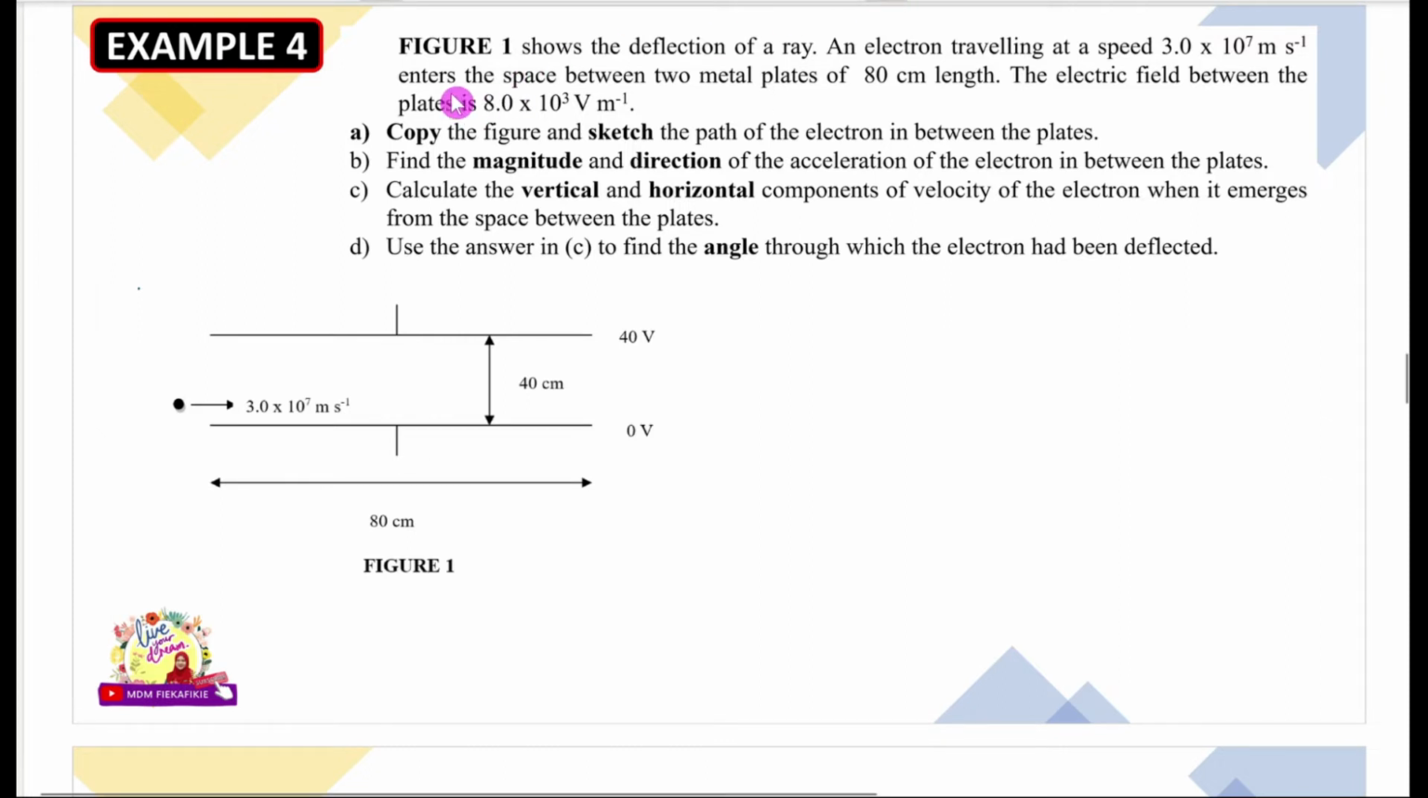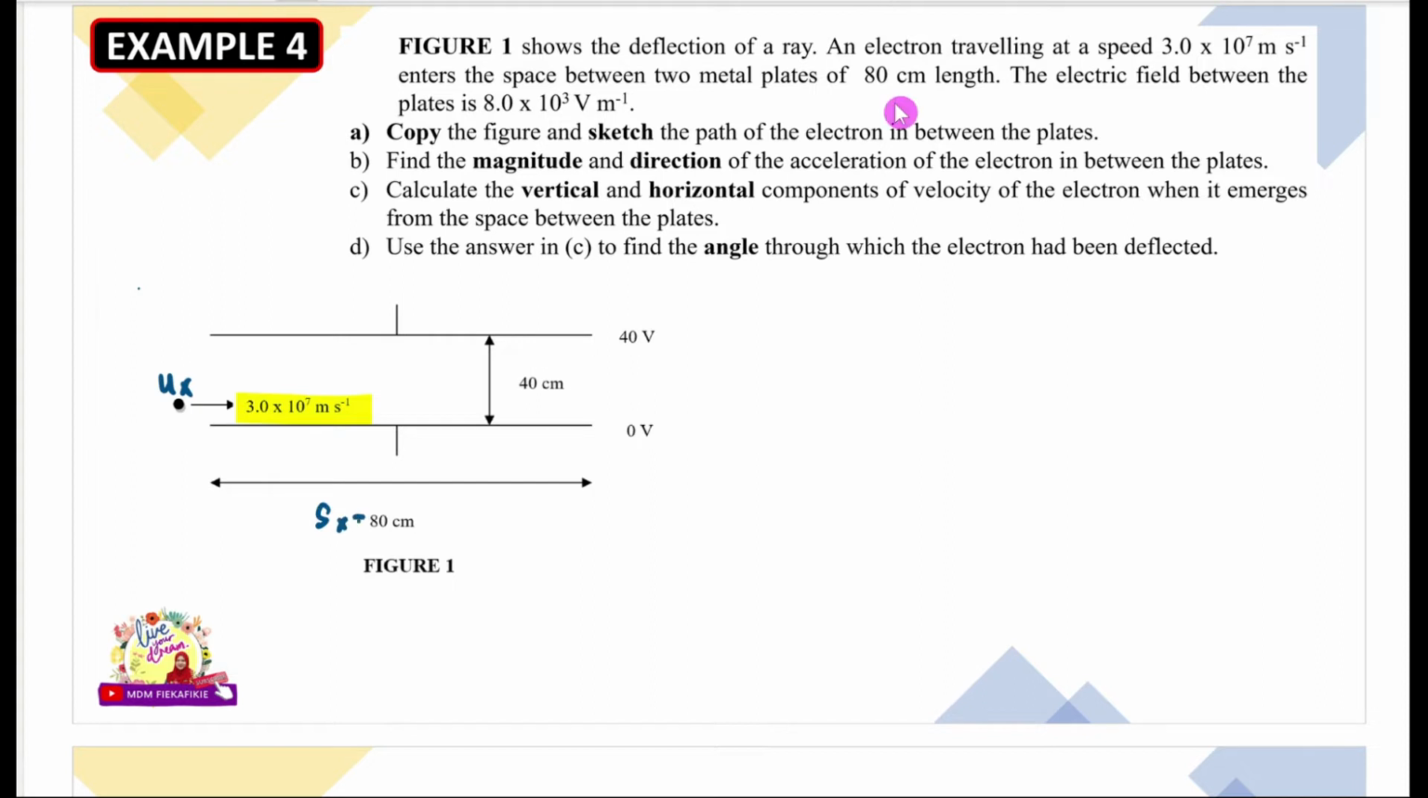Panjang ni soalan ni. Okay, so figure 1 shows the deflection of a ray. So an electron travelling at the speed of this one. Okay, so this means this is the horizontal initial velocity Ux. Okay, so ini adalah Ux. And then given that the space between the two metals is 40 cm here. Tapi panjang dia ini adalah 80 cm. Okay, so maknanya ini adalah maklumat untuk Sx.